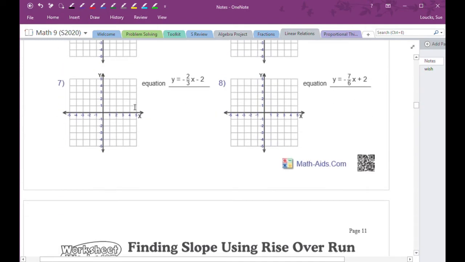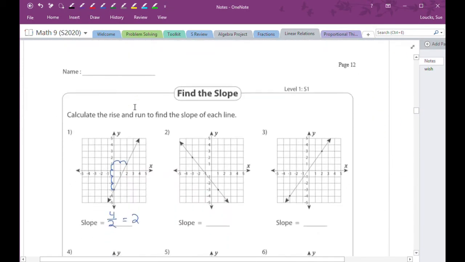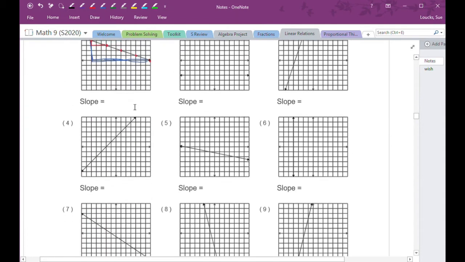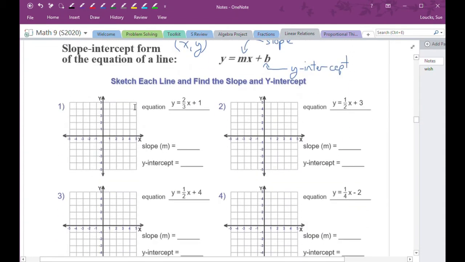Okay, so there are 2 steps to this. Sorry, I didn't talk about the y-intercept. The y-intercept is exactly what you would think it is. It's where the line intersects or intercepts the y-axis.